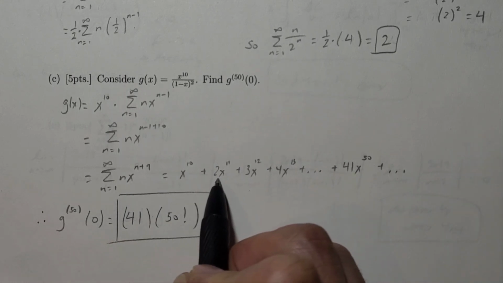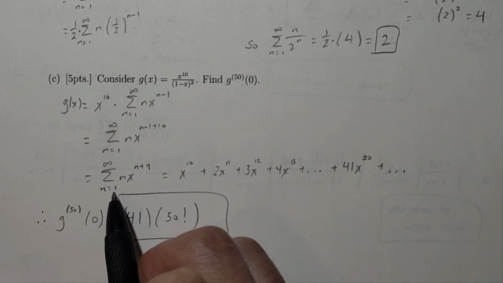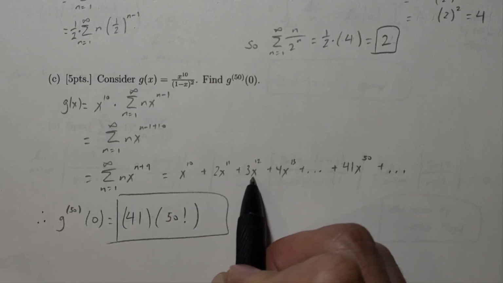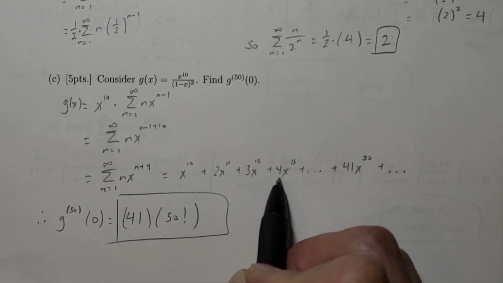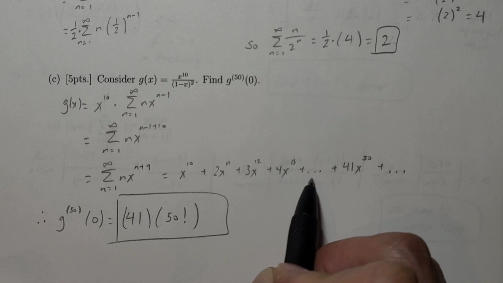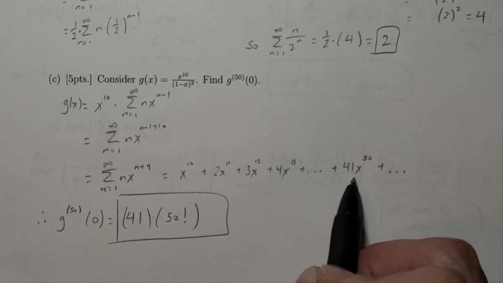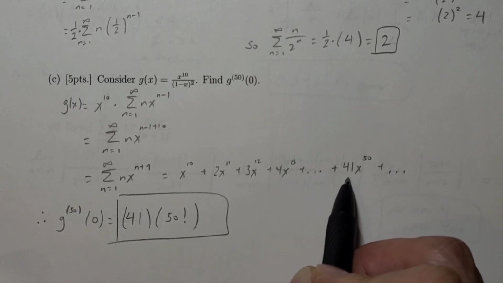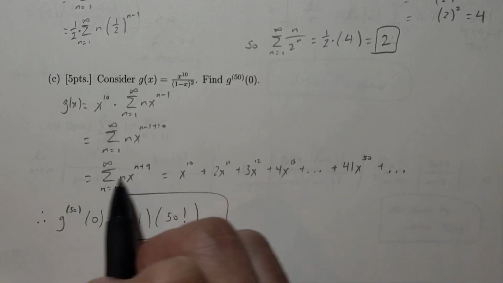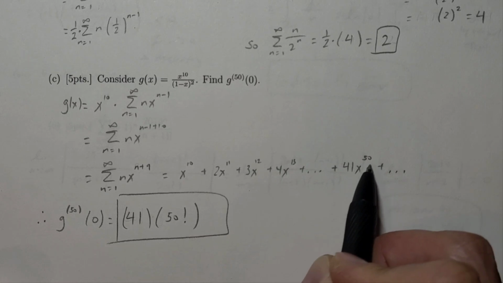x to the 10th plus 2x to the 11th, that's when n is 2. n is 3, is 3x to the 12th. n is 4, 4x to the 13th, so on and so forth. Why did I write this one in particular? Well, when n is 41, you would get 41x to the 50th.